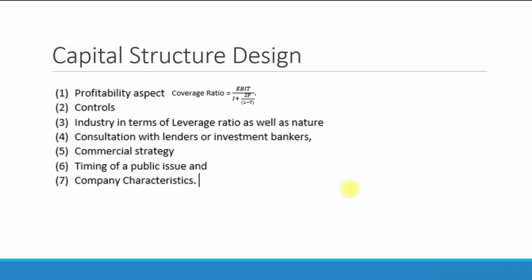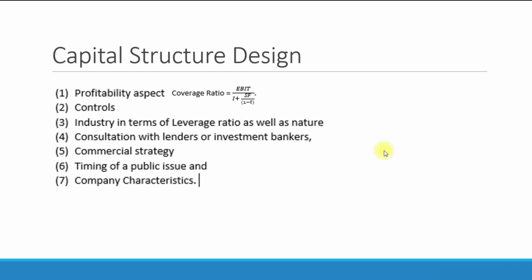In that context, the key factors involved in deciding an appropriate capital structure are: one, profitability aspect. Second, controls. Third, industry in terms of leverage ratio as well as nature. Fourth, consultation with lenders or investment bankers. Fifth, commercial strategy. Sixth, timing of a public issue. And seventh, company characteristics. We will examine each of them in detail. So first we'll take a look at the profitability aspects.